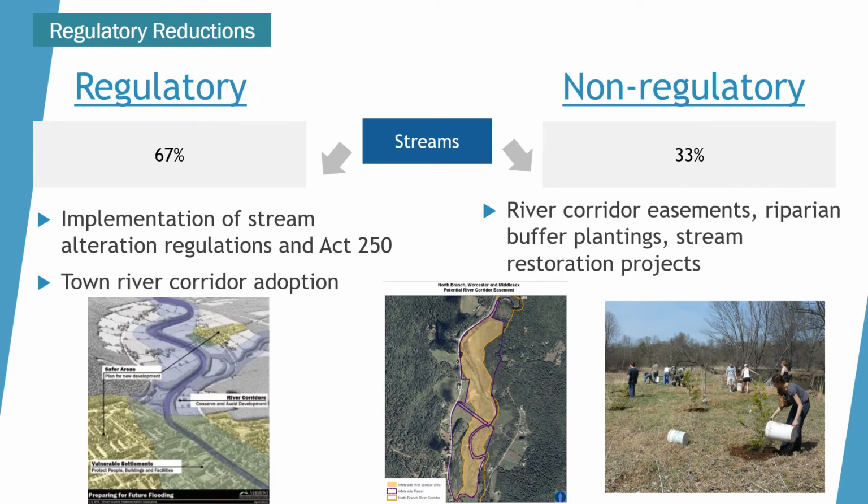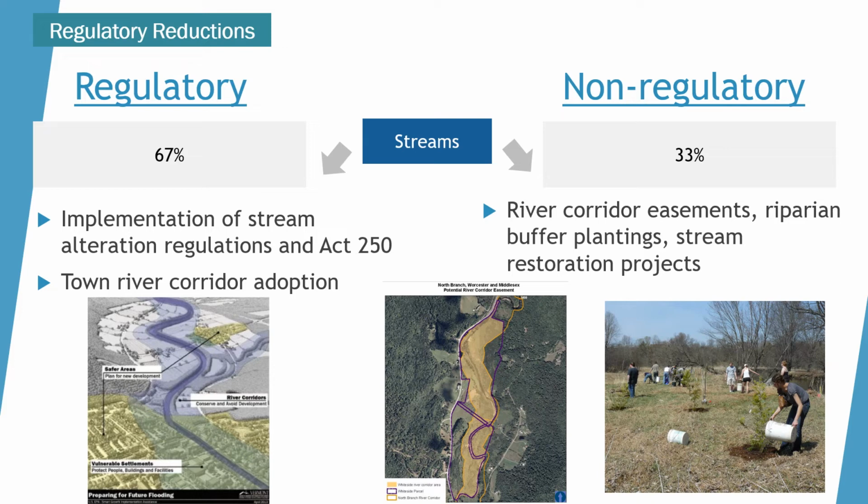With the stream sector, we have the highest level of uncertainty around the regulatory reductions that may be achieved through the implementation of statewide regulatory programs or through local river corridor protection bylaws. Our preliminary estimate is that 2/3 of the TMDL stream load reductions will be achieved through the regulatory programs, and so 1/3 of the loading was provided as part of clean water service provider targets.